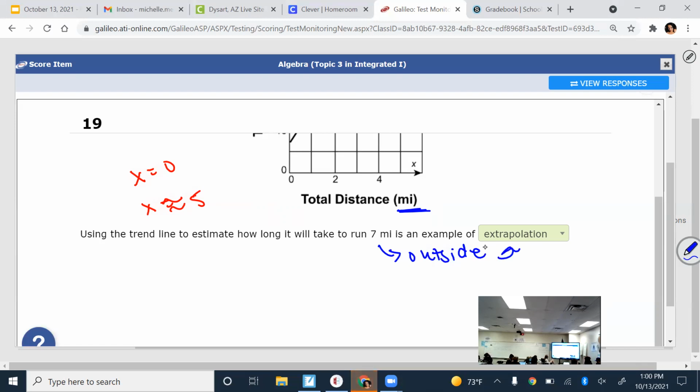All right, interpolation would be picking numbers within the range of data. So like if it's 0 to 5, it would be like 1, 2, 3, or 4. Does that make sense? So like inside the data is inter. Extra, like extrapolation, is outside the data. Does that make sense? And just like the last test, you guys do have a vocab section on your test. So review your vocab.